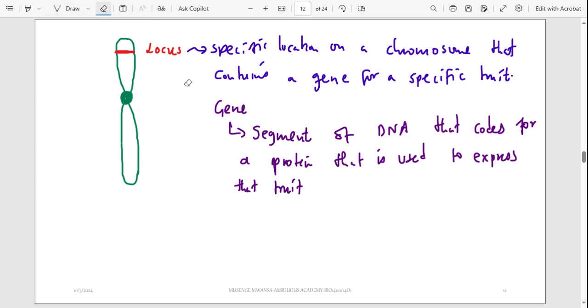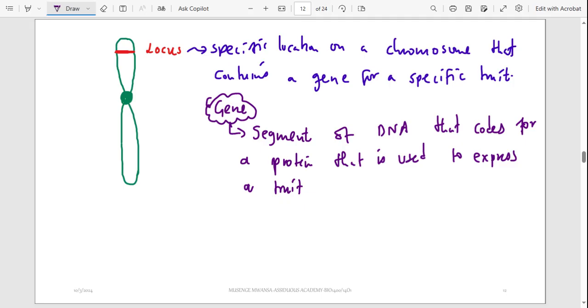Okay. Let me now not put that trait. Let me put a trait. Because if I put that, I'm of course referring to the statement on top. So a gene is a segment of DNA that codes for a protein that is used to express a trait. For example, on this segment, on this position, locus is just a location. But on that location, you have got a gene. And that gene is telling you you need to make a protein that will make your eyes blue. So that is what we call a gene. But then the thing is this.